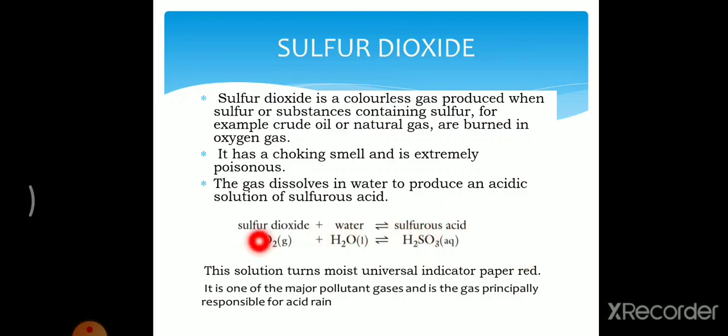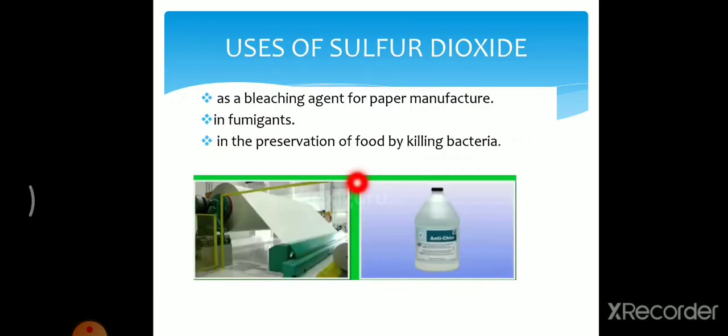Apart from that, sulfur dioxide is also a major pollutant which causes acid rain. Uses of sulfur dioxide: sulfur dioxide is used as a bleaching agent for paper manufacture, in fumigants. It is also used in the preservation of food by killing bacteria.